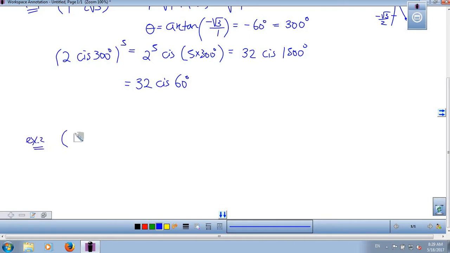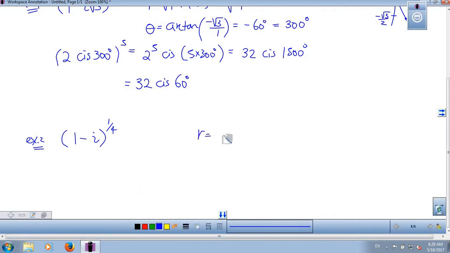Alright, let's try another one. Let's try 1 minus i to the 1/4 power. When we raise a complex number to the 1/4 power, there's only one answer, we don't have to find 4 roots. But when we find the roots, then we have to find all distinct roots. We'll talk about roots in the next example. So we want to find 1 minus i to the 1/4 power.